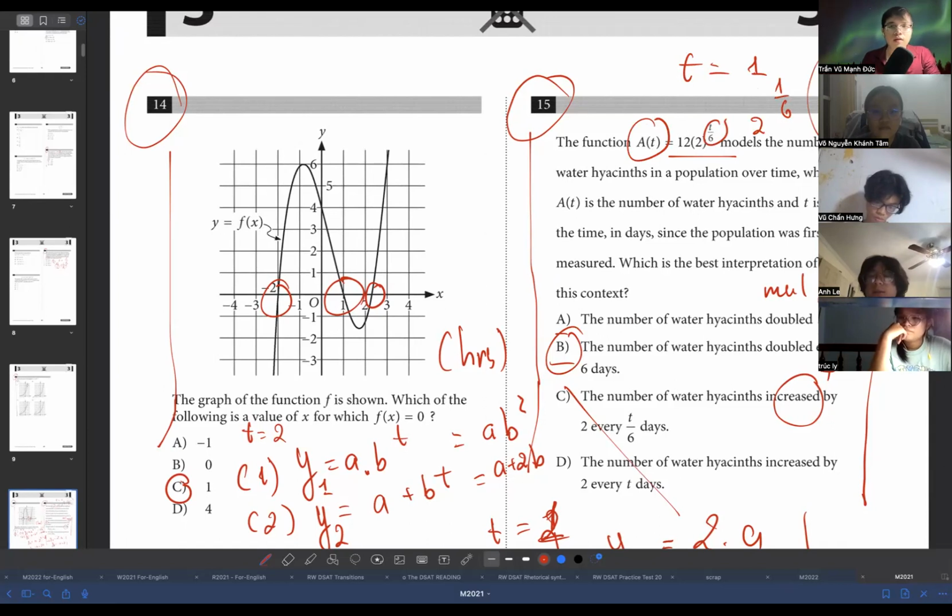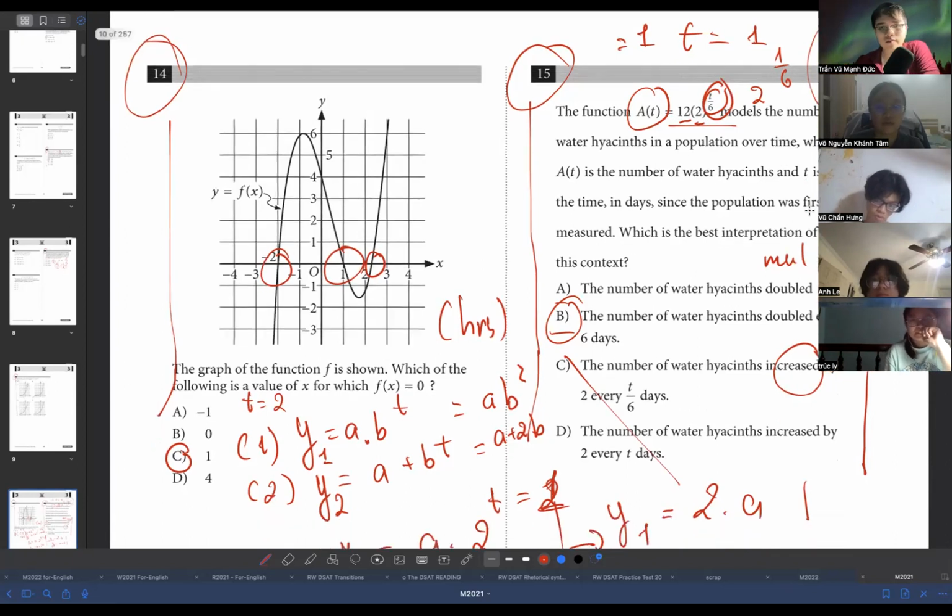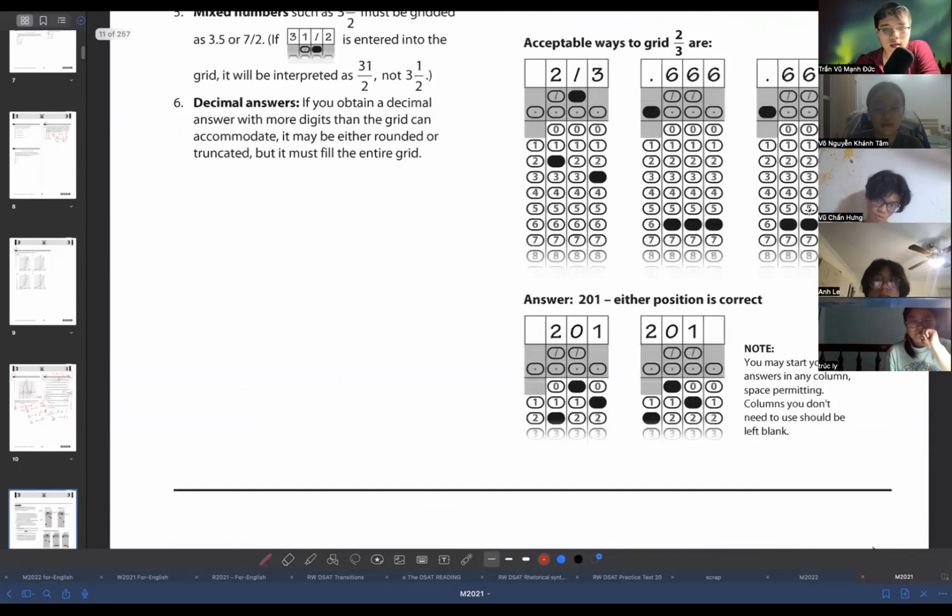Oh no, it has to be 6 days for it to double. Exactly. It has to be 6t. T equals 6. So after 6 days, this t over 6 will be 1, and this will be increased by 2 times. That is when it will be doubled. Okay. Have you understood this concept? Yeah. Okay, cool.